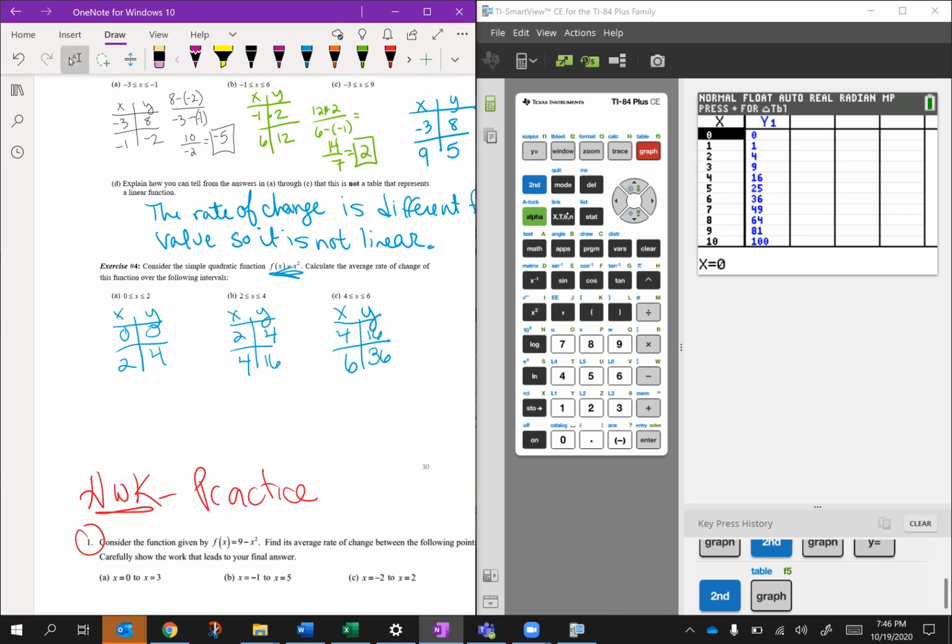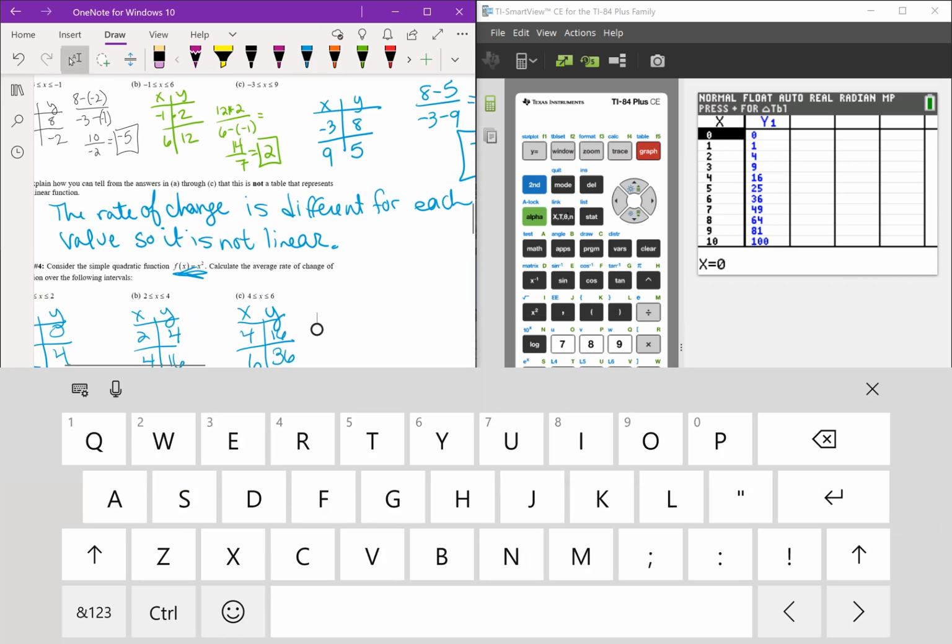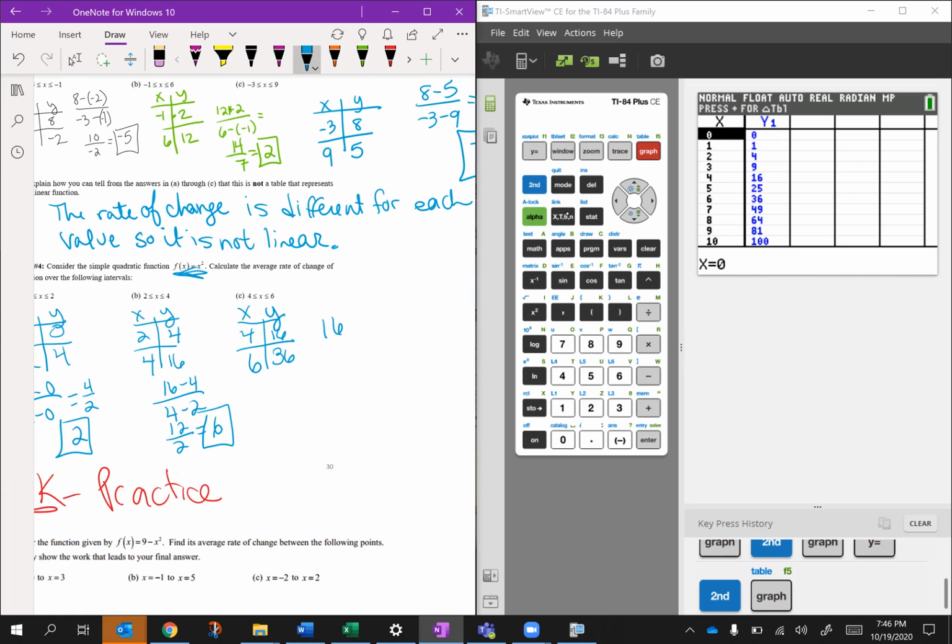I'm going to do 4 minus 0 over 2 minus 0, which is 4 over 2, which is 2. 16 minus 4 over 4 minus 2, which is 12 over 2, which is 6. And lastly, see if you can get 10. Again, the order doesn't matter. You could go 16 minus 36 over 4 minus 6, which is negative 20 over negative 2, or you would have a positive 20 over positive 2.